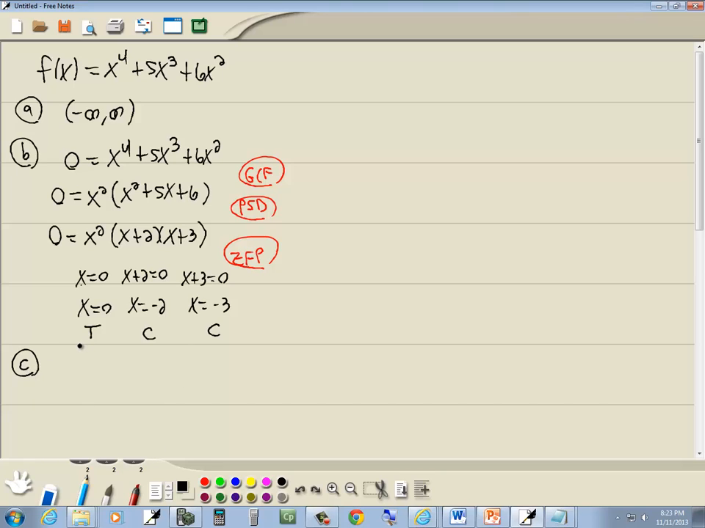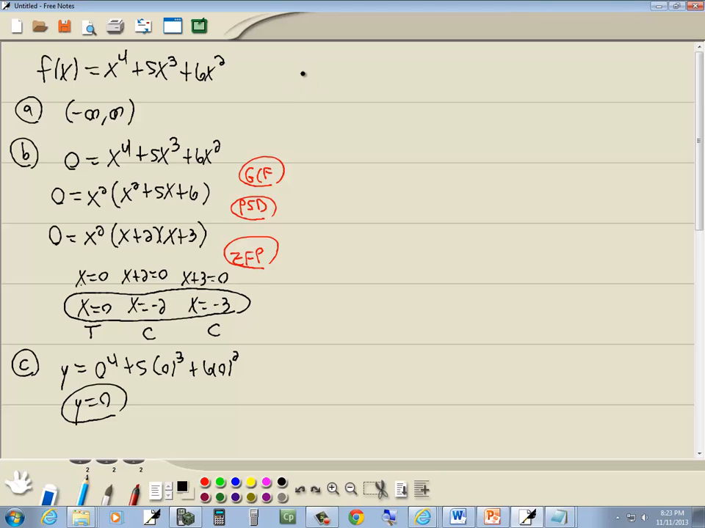C. We just found the x-intercepts, we want to find the y-intercept. You always plug 0 into the other variable, so f of x is y equals 0 to the fourth plus 5 times 0 to the third plus 6 times 0 squared. And that gives us 0. And that's our y-intercept. And these are our x-intercepts.